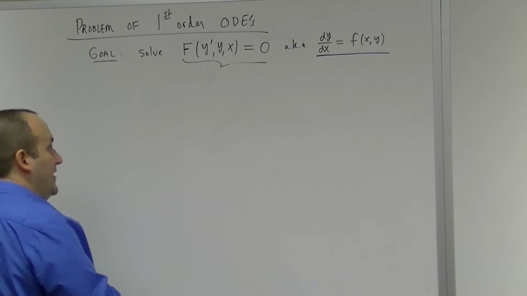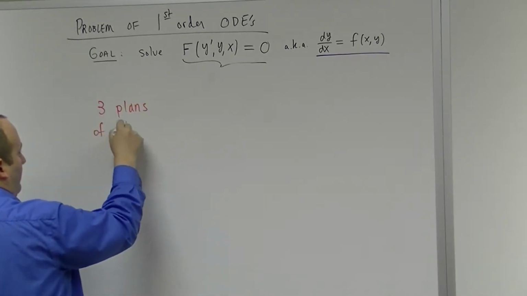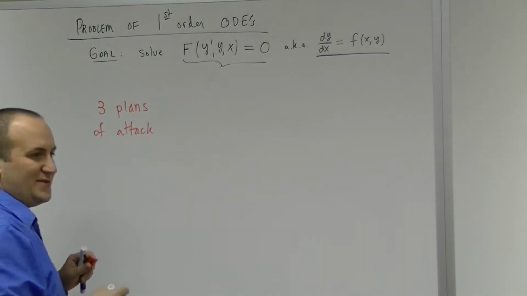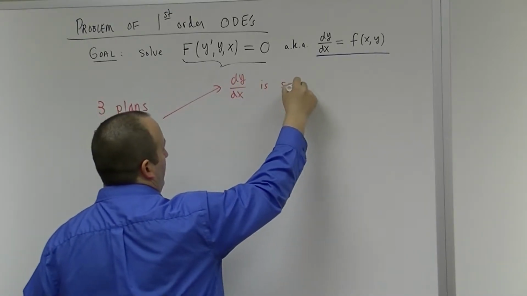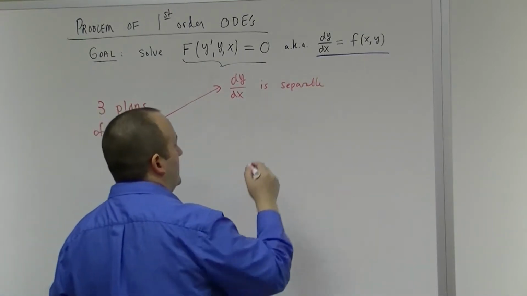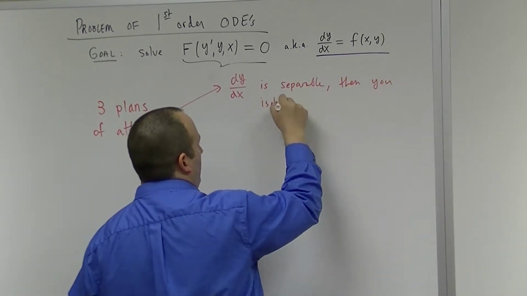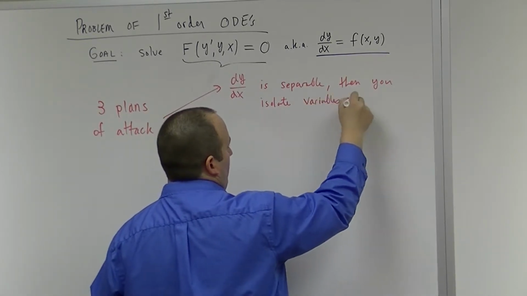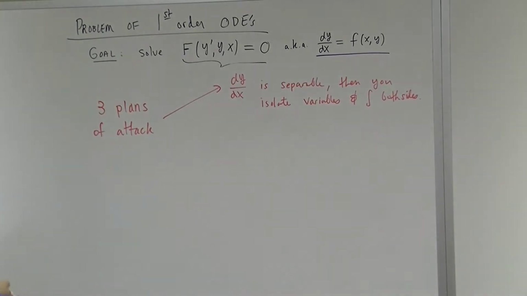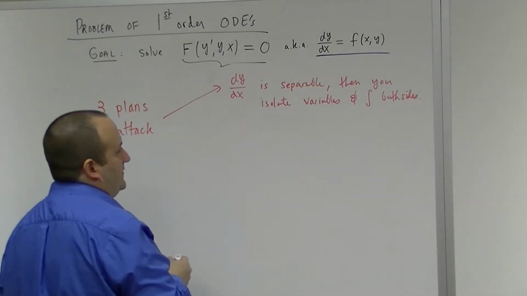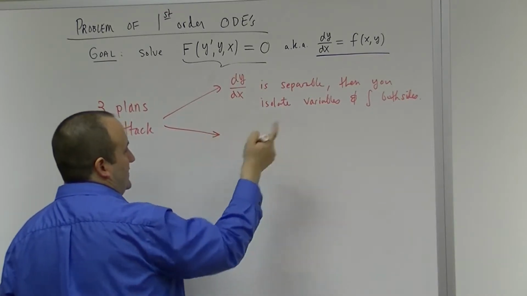There are three main techniques, three plans of attack. There are actually more than that, but three major plans of attack. The one is that dy/dx is separable. If that's the case, you can separate, isolate variables, and integrate both sides. Voila, done. Well, are you done? That's the question. You're done if you're only looking for an implicit solution. If you're looking for an explicit solution, you might still need to solve for y.